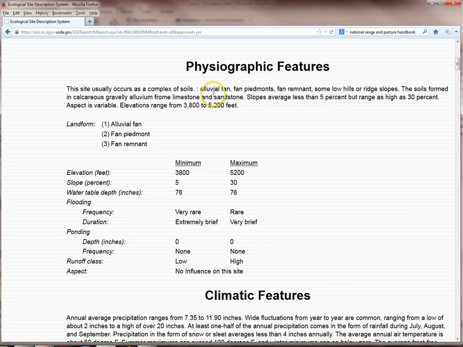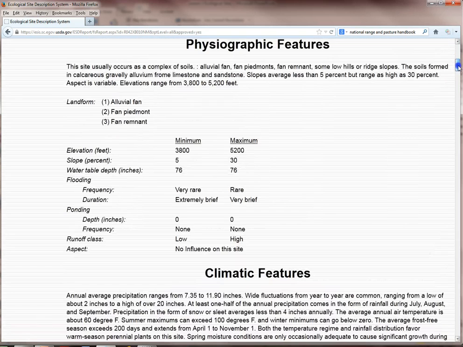A gravelly site on an alluvial fan, Piedmont, fan remnant, low hills or ridge slopes. It tells us the kind of slope that we could expect to see, as well as the elevation that this kind of ecological site generally occurs in. A lot of this information is written out in paragraph form, but specific data that went into the description are provided as well.